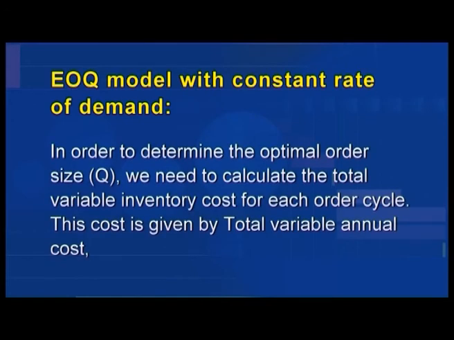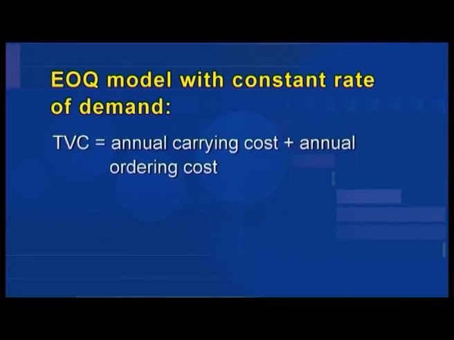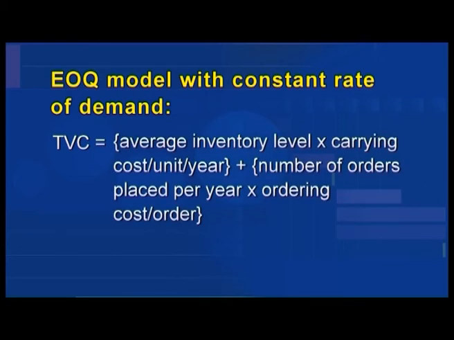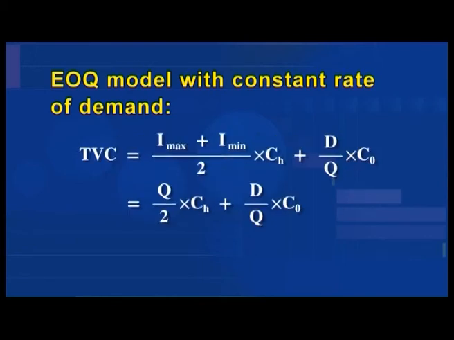In order to determine the optimal order size Q, we need to calculate the total variable inventory cost for each order cycle. This cost is given by total variable annual cost, TVC, which is equal to annual carrying cost plus annual ordering cost. This is equal to average inventory level times carrying cost per unit per year plus number of orders placed per year times ordering cost per order, which is equal to (Imax plus Imin)/2 times CH plus D/Q times C0, which is equal to Q/2 times CH plus D/Q times C0.